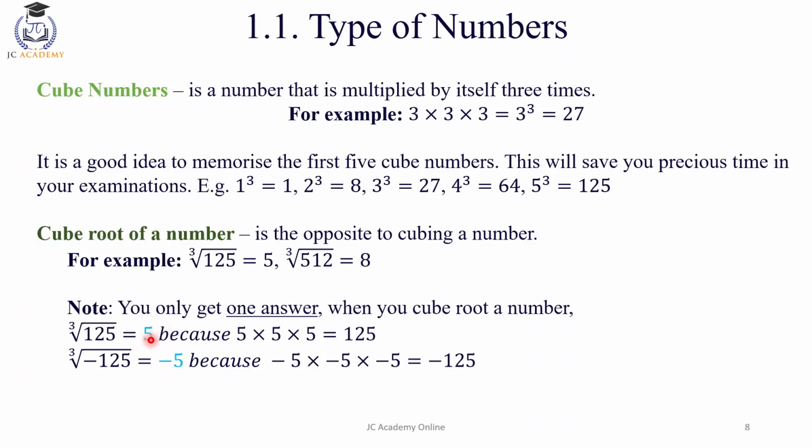There's only one number, 5. Whereas if this was the cube root of minus 125, the only answer is minus 5, because you get minus 5 times minus 5 times minus 5, which is equal to minus 125. Whereas for the square root symbol we had 2 numbers, one positive, one negative, this is not the case for a cube root. You only get one answer.